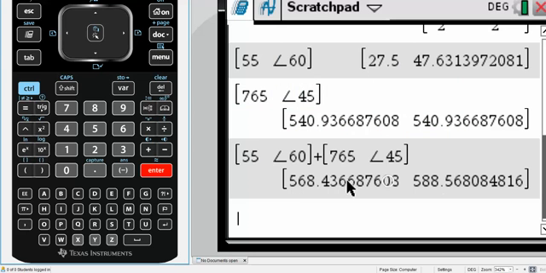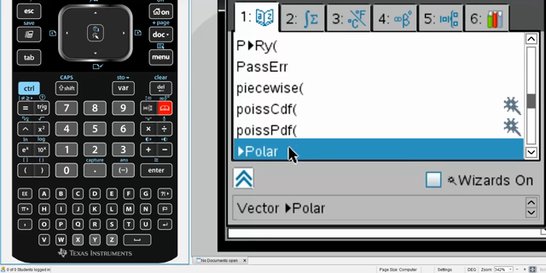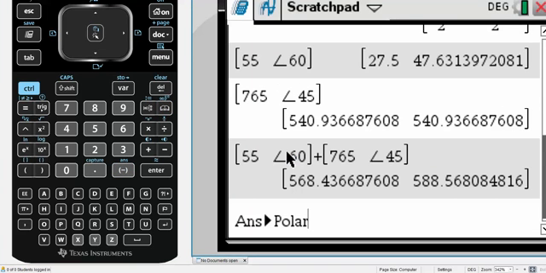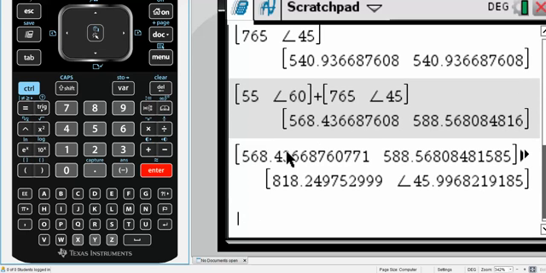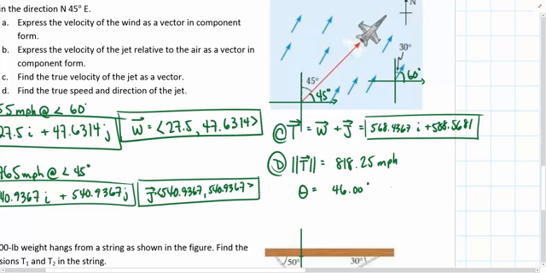Since we have our answer in rectangular form, it would be nice if we could convert that answer. So I'll press Control and the negative sign to call upon my answer. I'll also go into the library again to find the conversion to polar command. And if we convert our answer from rectangular to polar form, this is the result that we get. And that appears to make the jet move 818.25 miles per hour at an angle of about 46 degrees when rounded.